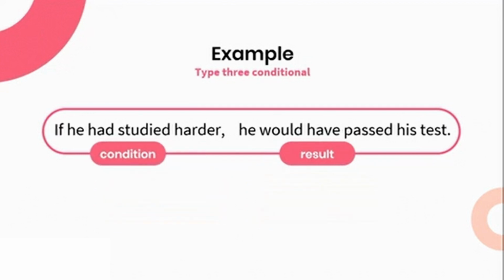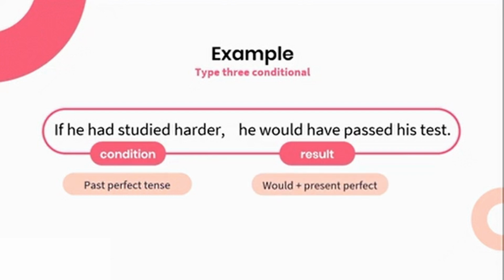Now let's look at the type 3 conditional. If he had studied harder, he would have passed his test. The condition is in past perfect tense, whereas the result contains the word would plus present perfect tense. But even though the tenses are different, they refer to the same time. The condition, if he had studied harder, refers to the past, since the act of studying would have taken place already. The result, he would have passed his test, refers to the past too.